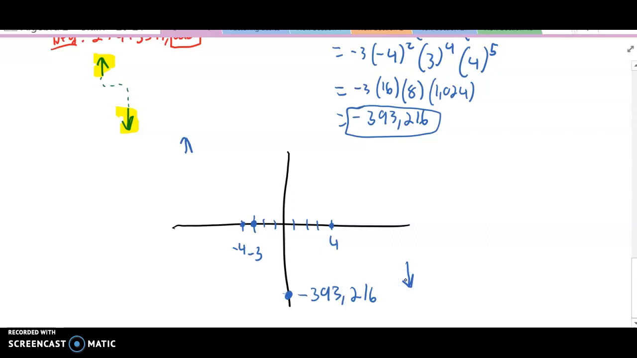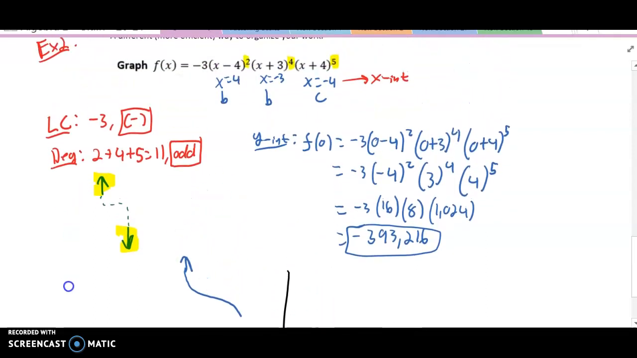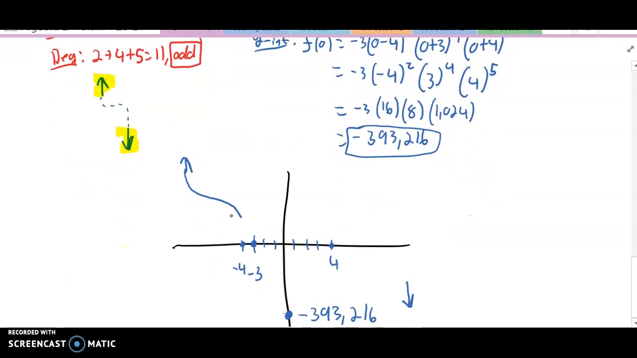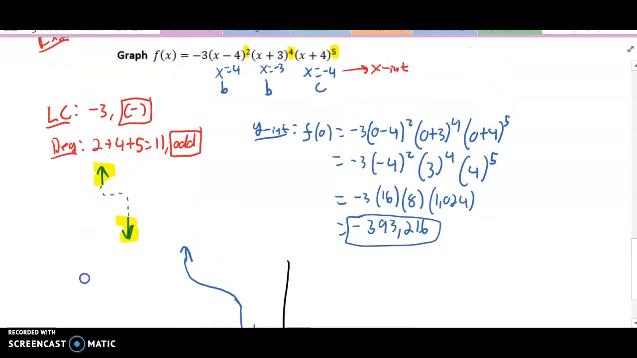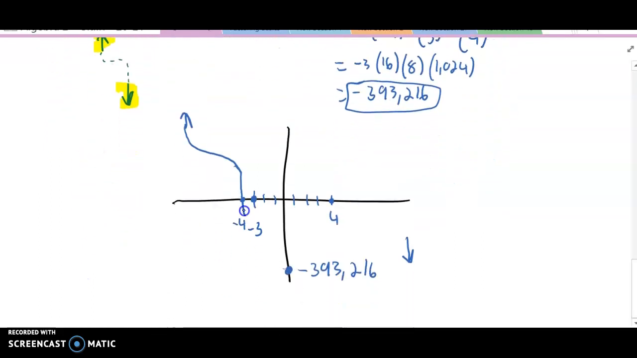Okay, so I'm going to start heading towards -4. Is that a bounce or a cross? It's a cross, so I cross through. I need to turn around, head towards -3. That's a bounce, so I come back down.